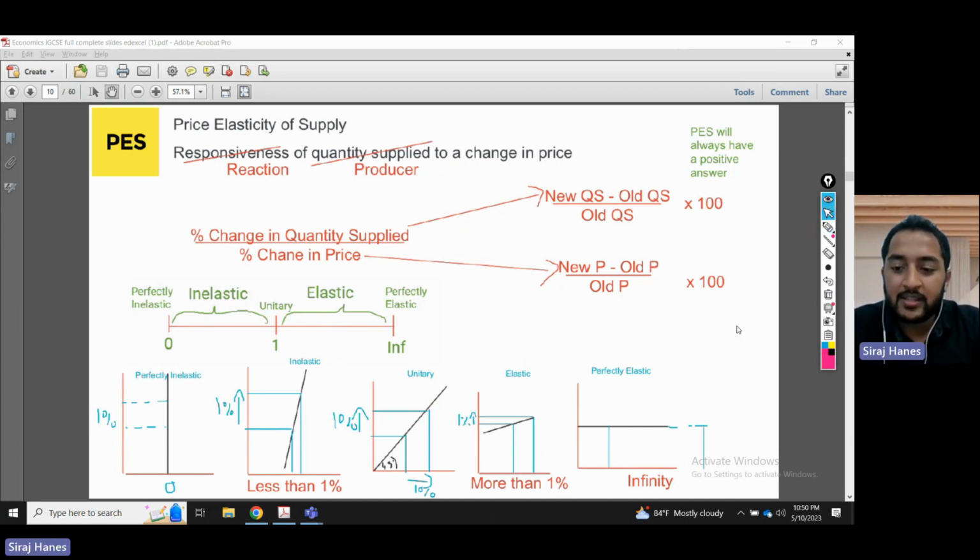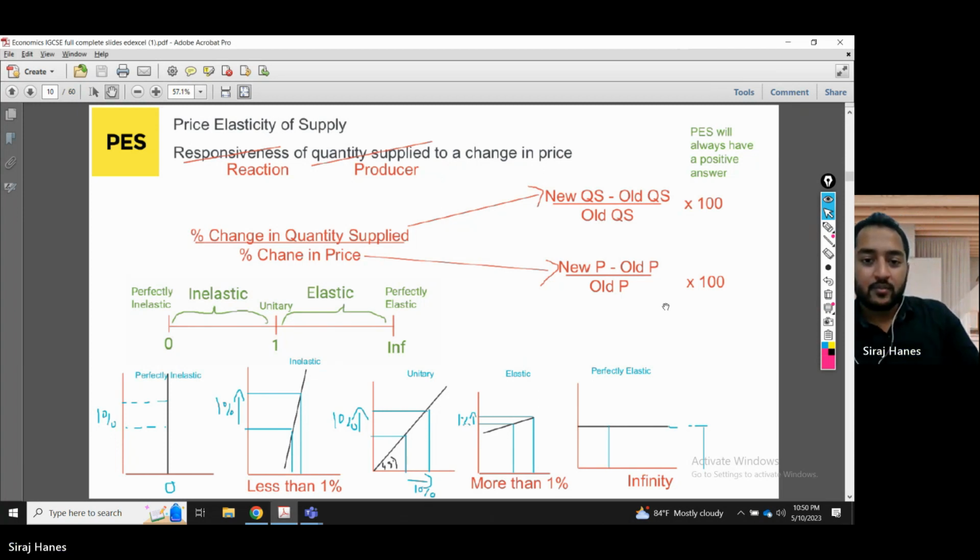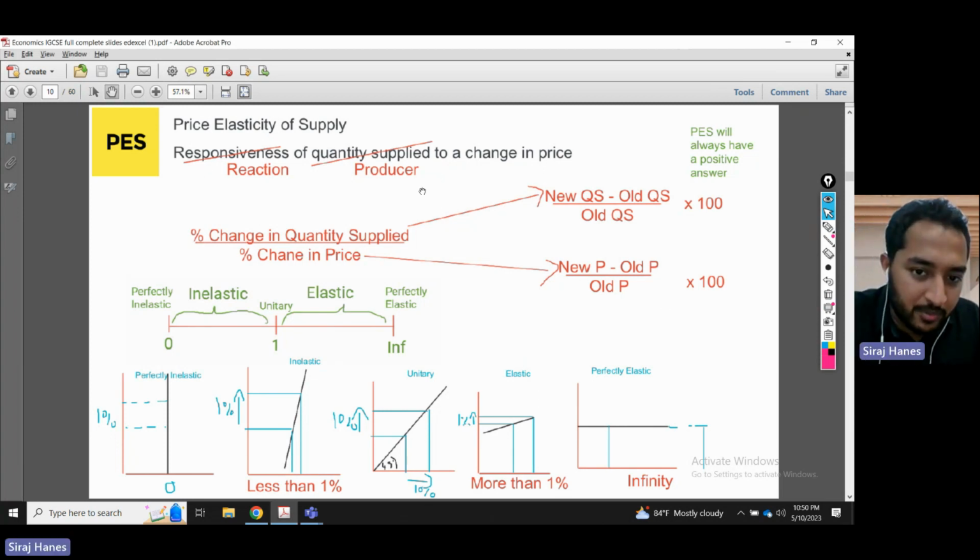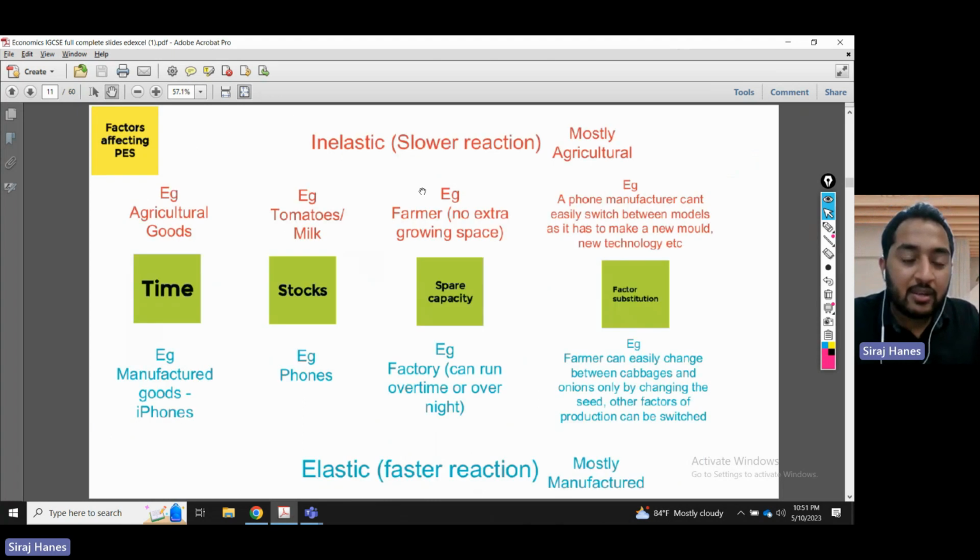Now what affects the price elasticity of supply? Now PES is the responsiveness of producers, right? So let's see when they can be responsive. Let's see when they can't be responsive. So if it's inelastic, it means they have a very slow reaction. They can't respond.